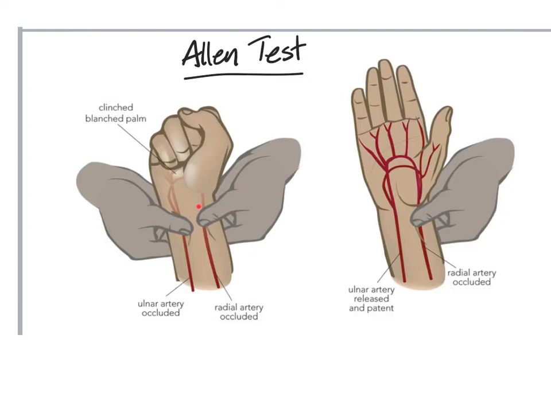What you do is you occlude both arteries using your fingers and ask the patient to make a tight fist. This forces all the blood out of the hand through the venous system. You then release the ulnar artery and allow the patient to open their hand again. As long as the ulnar artery is patent, blood will then return to the hand and the fingers will quickly turn pink again. If the ulnar artery is occluded, however, blocked off, the hand will stay pale and white until you also then release the radial artery.